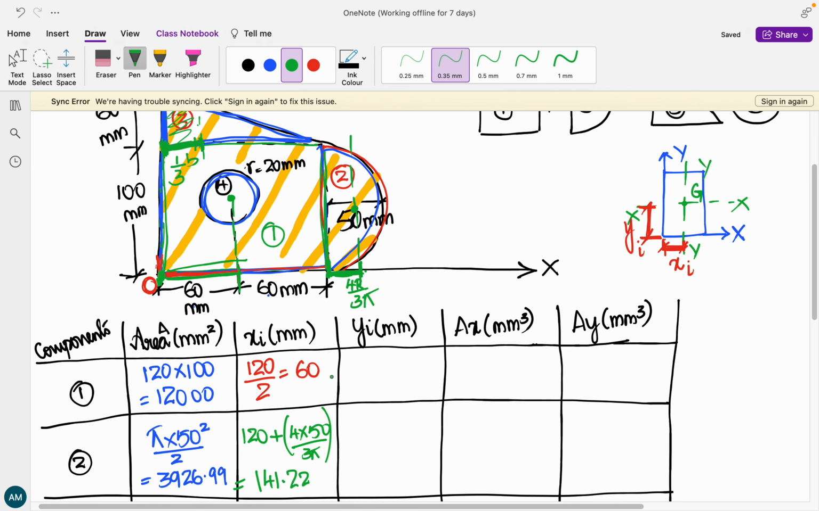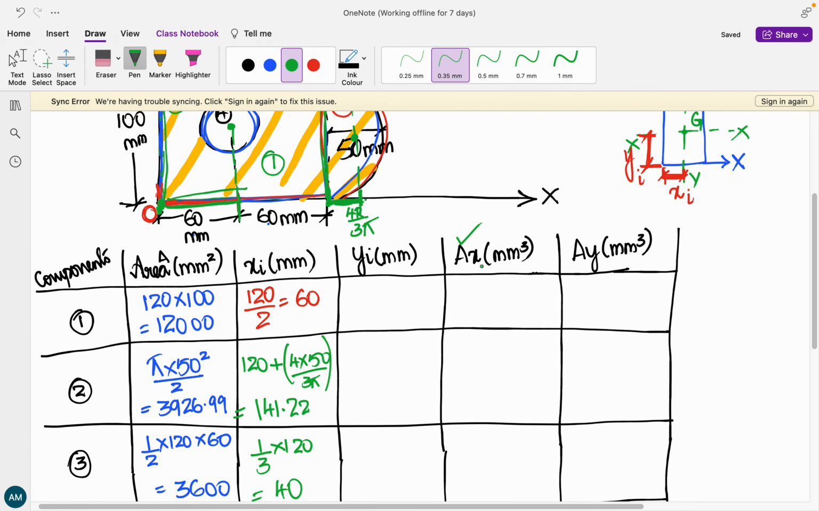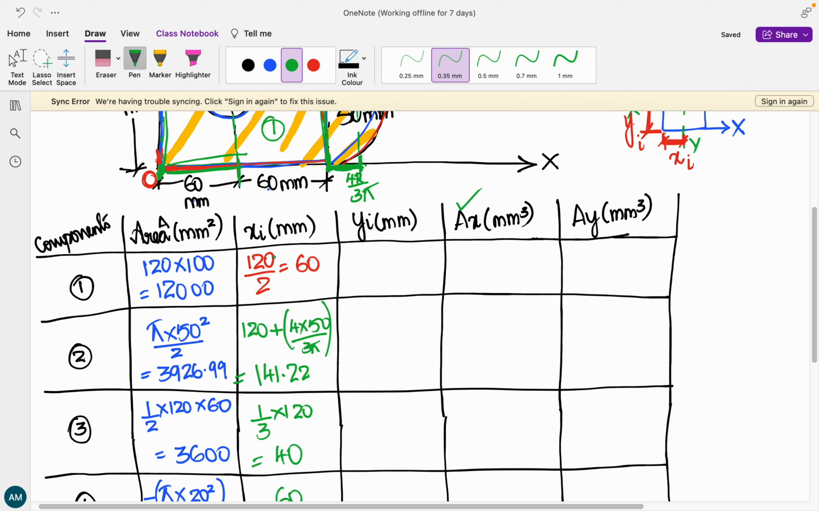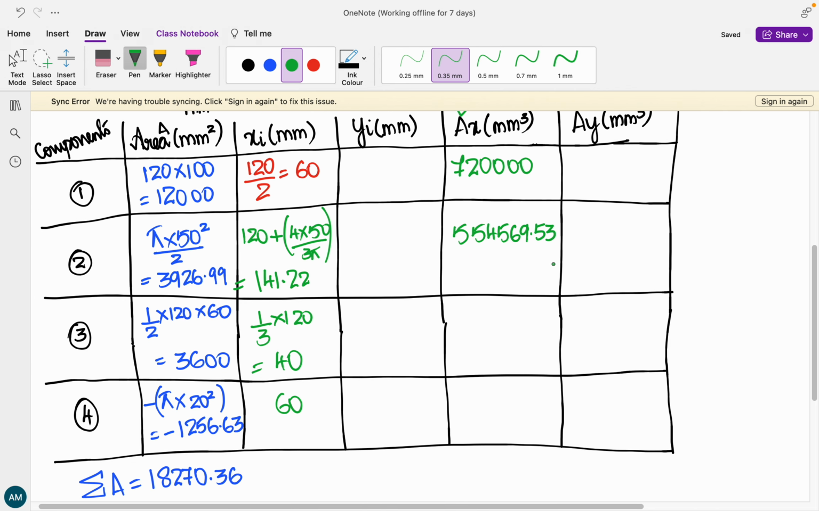Now we have finished xi column. This column, what is over here? A into x is nothing but area multiplied by xi. That is fill in. So it is 12,000 into 60 for the first one. So it is going to be 72 followed by 4 zeros. The next is 3926.99 into 141.22, which is 55469.53. The next one is 3600 multiplied by 40, which is 144,000.